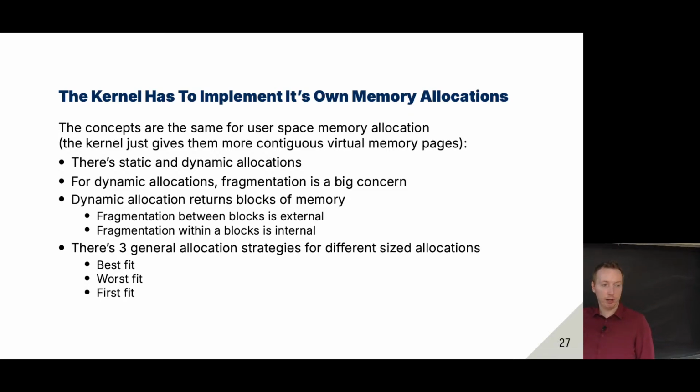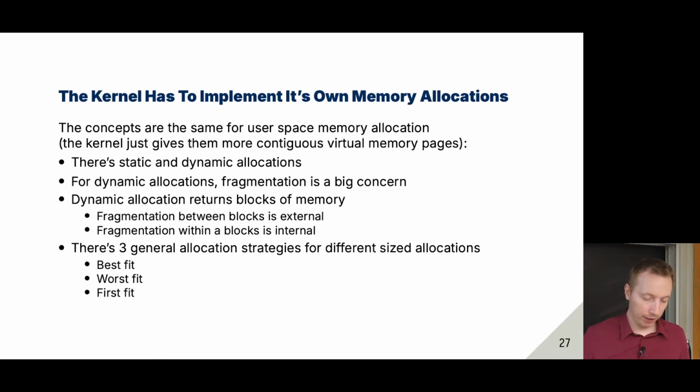And there were 3 general allocation strategies for just any sized allocation you want. They all used linked lists. There was best fit, worst fit, and first fit.